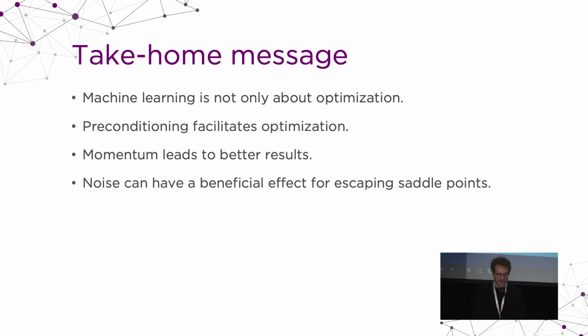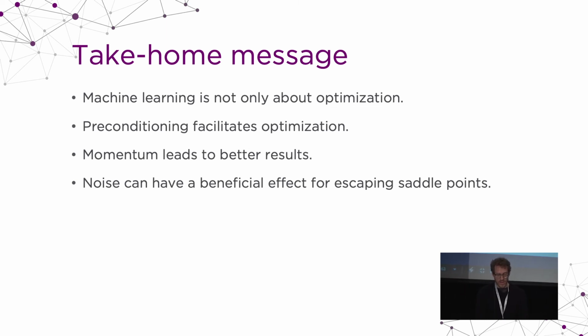So the take-home message here is that machine learning is not only about optimization. We don't want to get the global optimum, the global minimum. We must always monitor the loss on the validation set. And we just want to have a good local minimum, and fast. Preconditioning will facilitate optimization because we will rescale the parameters so that all parameters have the same impact on the output, not having one parameter that I need to move by 100 to have the same impact as another parameter that I'm moving only by 0.1.